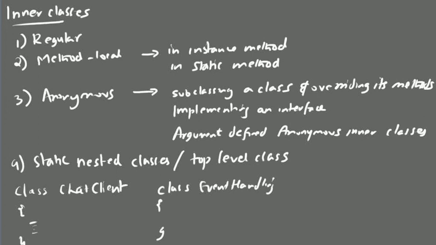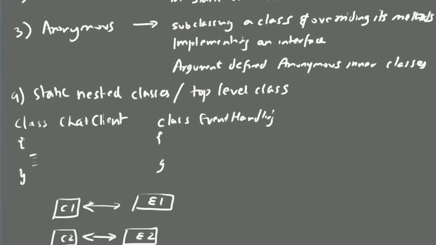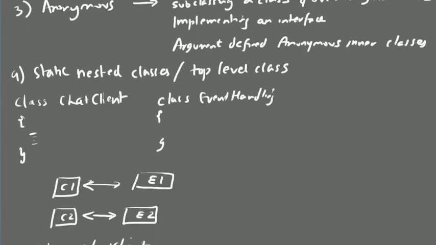In this video, I'd be talking about inner classes. There are four kinds of inner classes: regular, method local, anonymous, and static nested or top level classes. So first, let's talk a little bit about where inner classes are necessary.